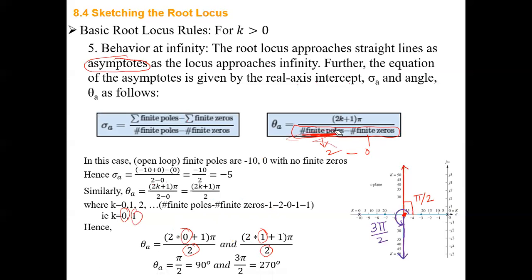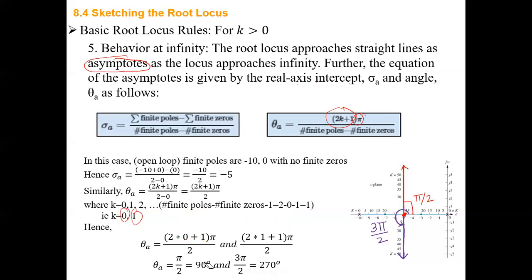On the top, let's do the top. You have 2k plus 1, times pi. So k equals 0: 2 times 0 plus 1. That's for k equals 0. Similarly, k equals 1. Okay, you got these two here, theta A and theta A. There are 2 thetas there.